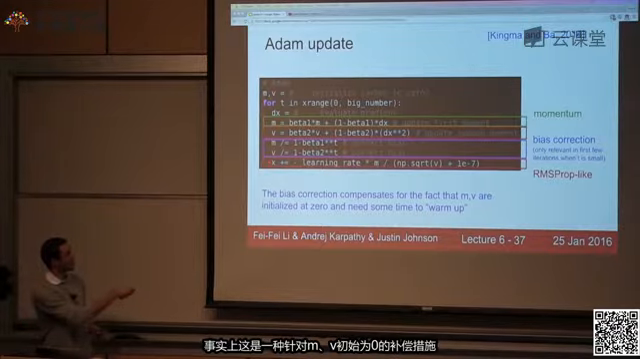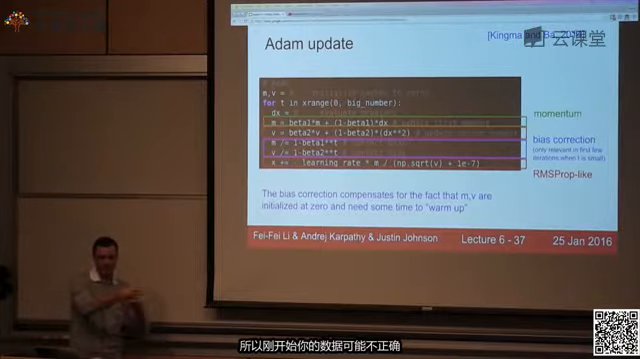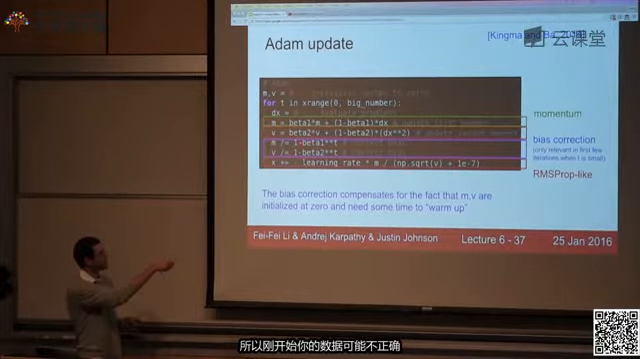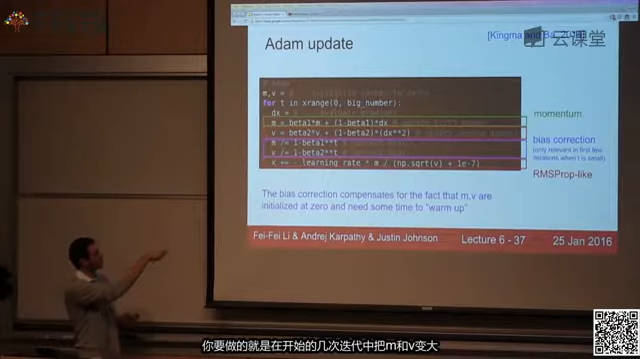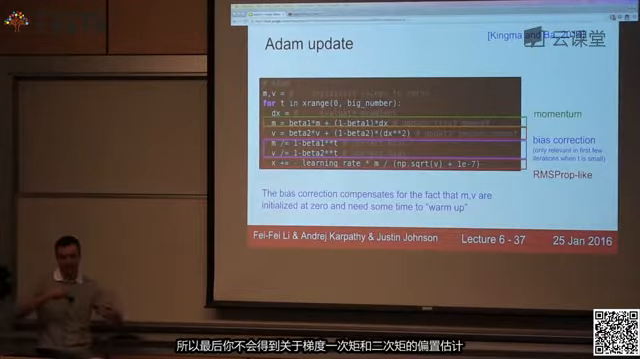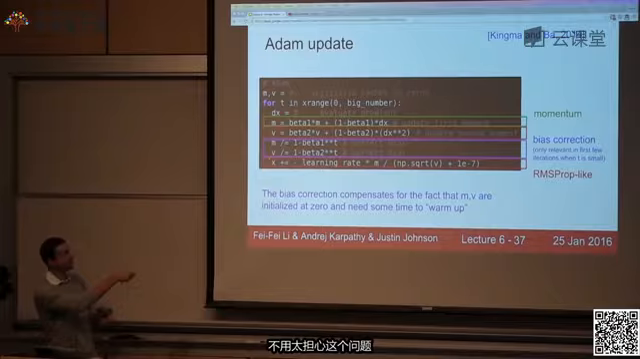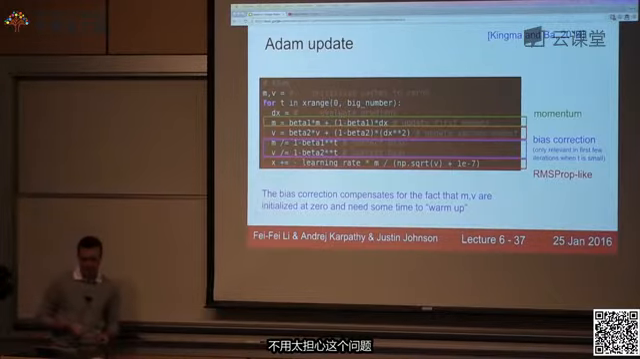Basically, it's compensating for the fact that m and v are initialized at 0. So your statistics are kind of incorrect in the beginning. What it's doing is scaling up your m and v at the first few iterations, so you don't end up with a very biased estimate of the first and the second moment. So don't worry about that too much.